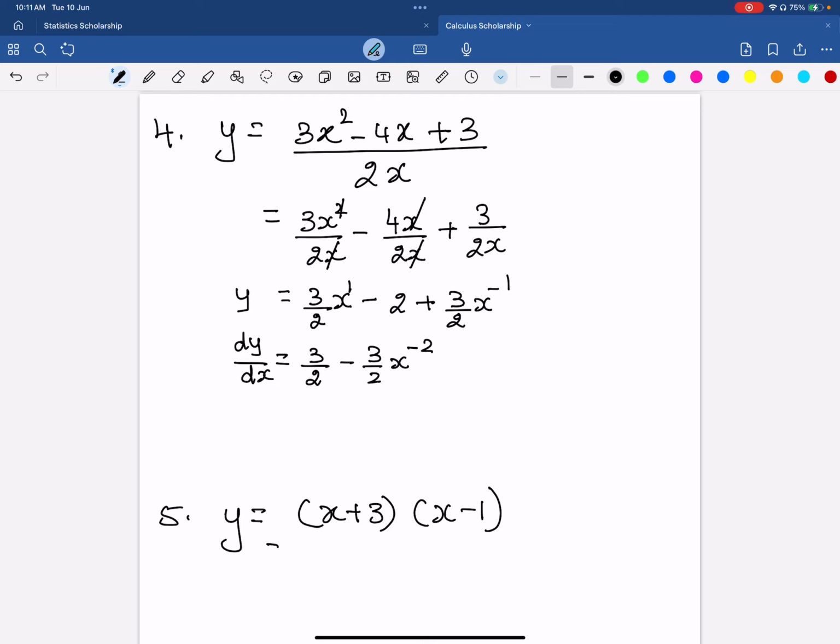Now, when you look at this, please look at this question as if you are in year 9. What would you have done? You would have expanded it. So this is x squared minus x plus 3x minus 3. So that gives you x squared plus 2x minus 3. Now you go y dash, which is 2x plus 2.